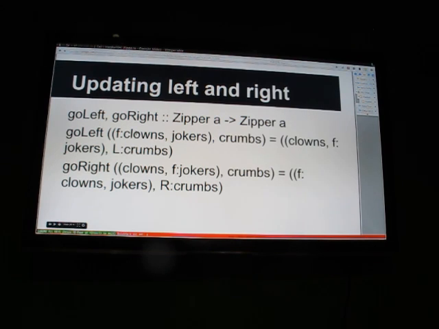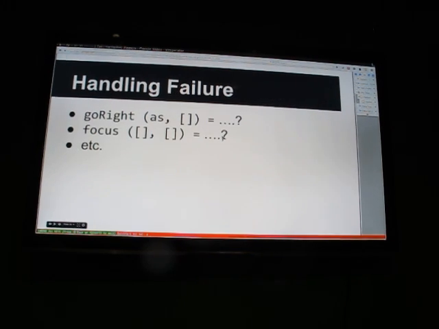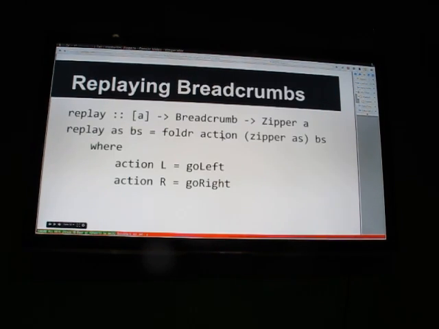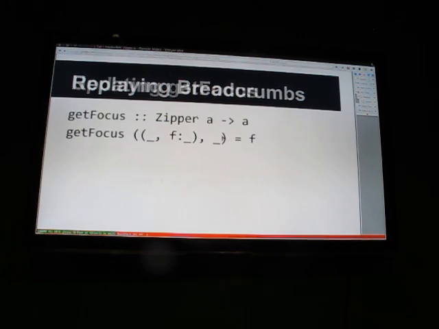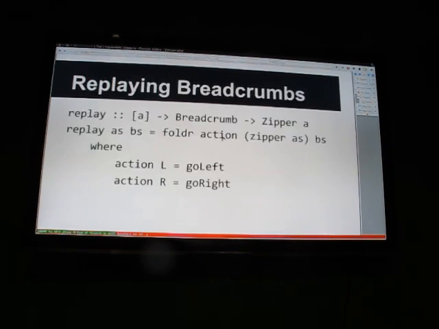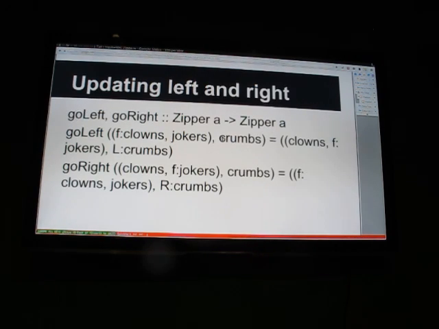So, go left and go right are both manipulations of the zipper, and we can write out the code for them. Oh, come on, go back. Wow. Okay, there we go. I wrote out the code for them. I didn't realize it was going to look this awful.